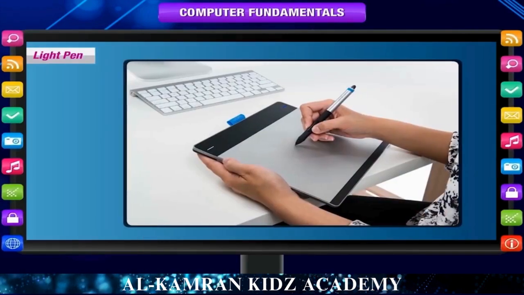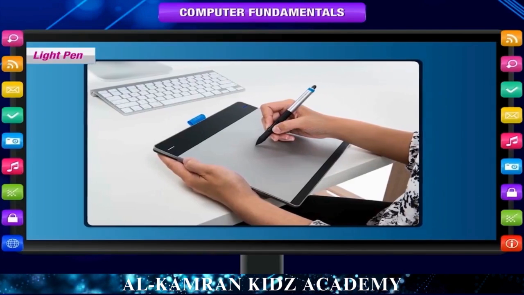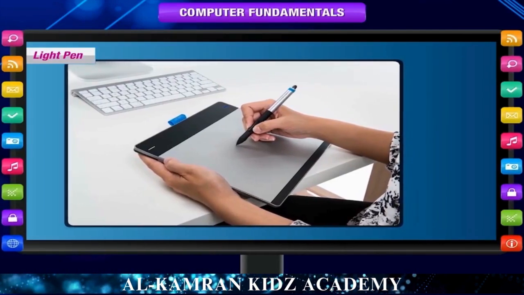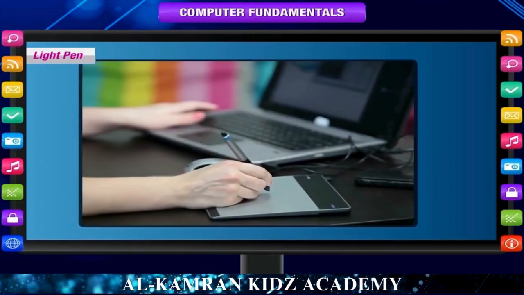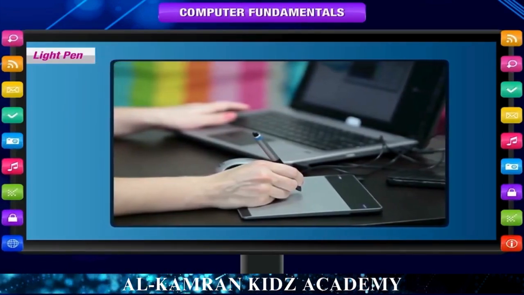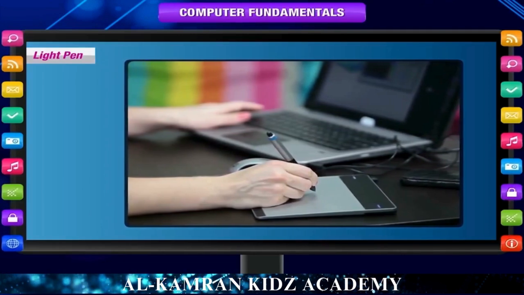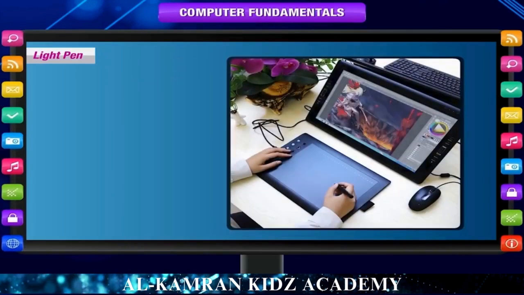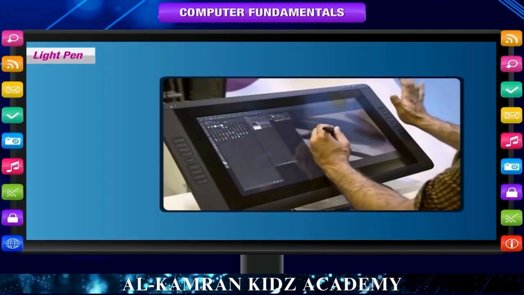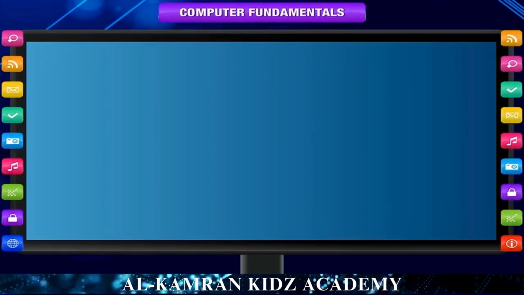Light pen. It looks like a pen. There is a special pad used with this pen. Whatever you write on this pad with this special light pen appears on the monitor. The special pad is known as a graphic tablet. You can draw also using this pad and pen. In some cases, you can write or draw directly on the monitor screen.